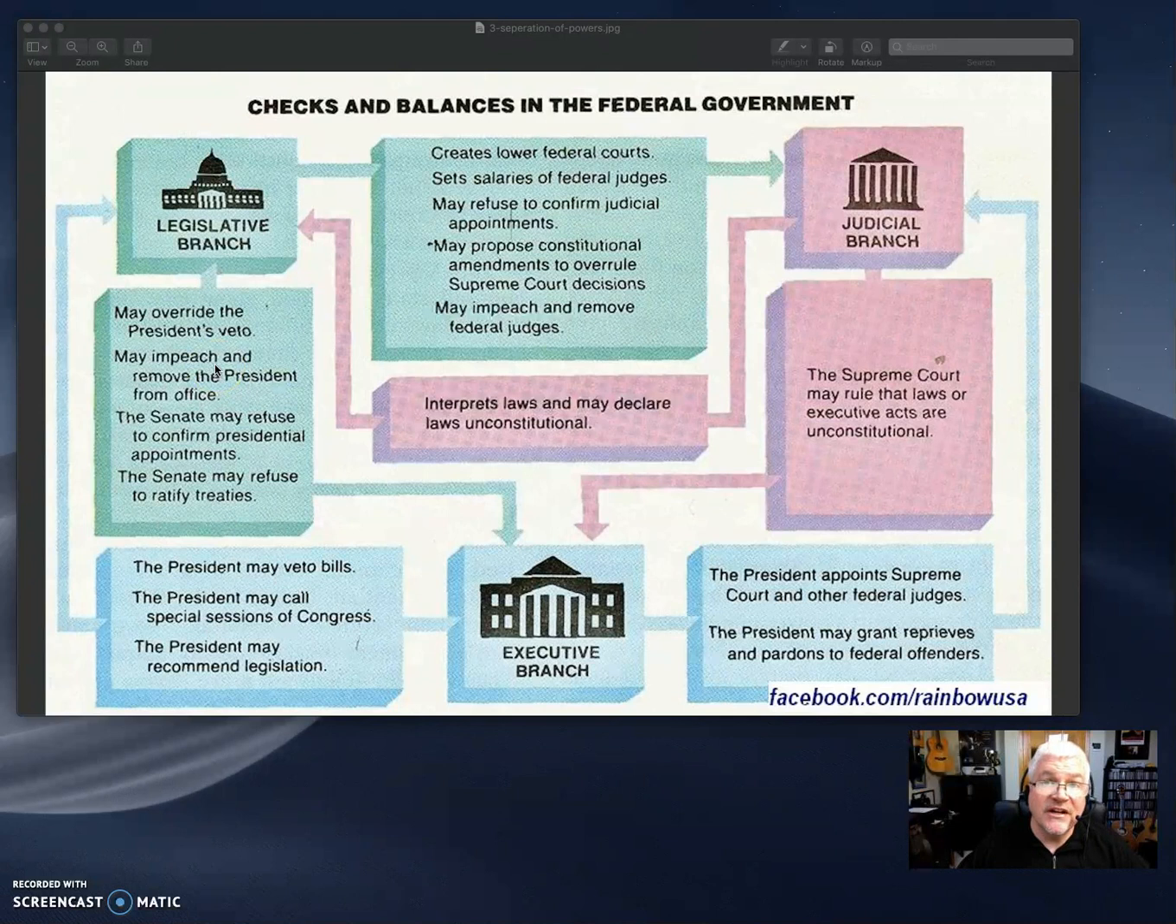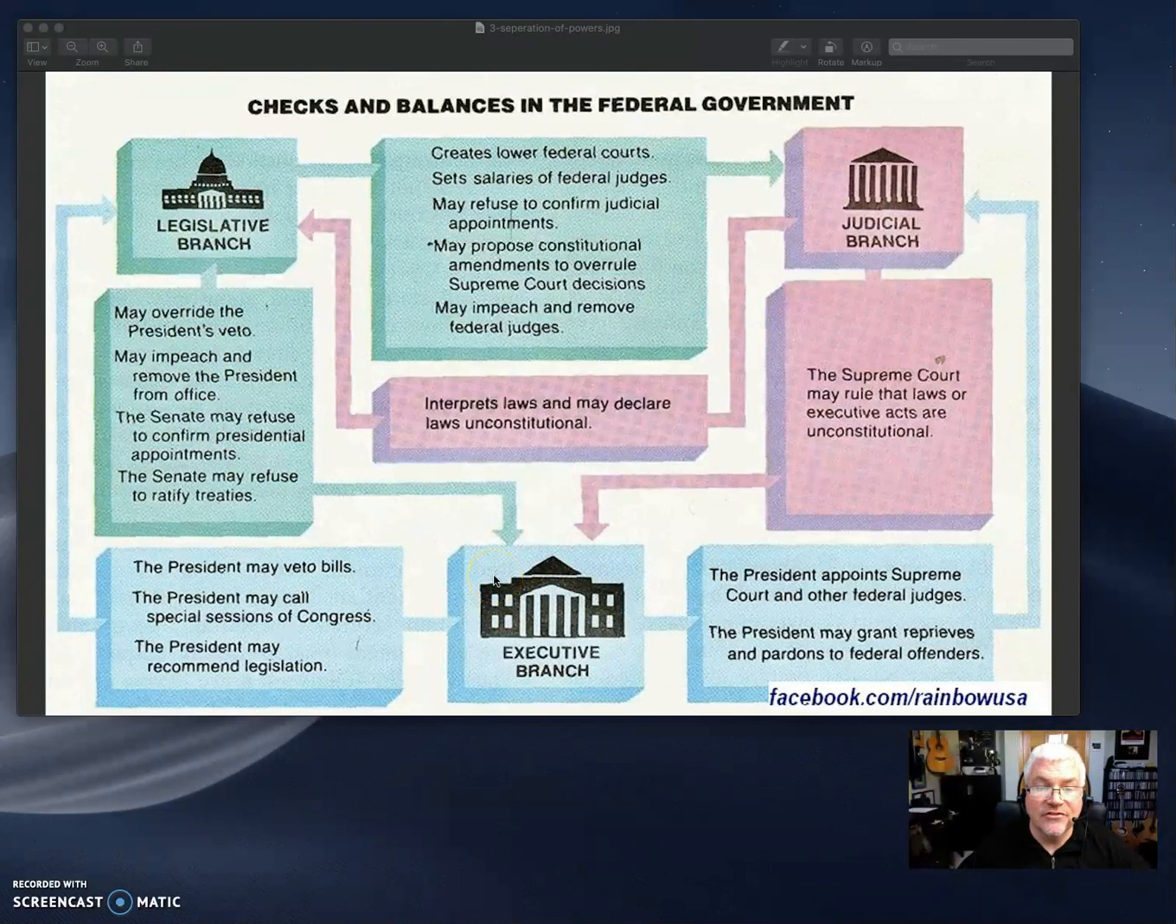The House of Representatives can file and pass articles of impeachment against the president. The Senate can refuse to confirm presidential appointments, whether those are ambassadors, members of his cabinet, like the Secretary of State, Secretary of Defense, or Supreme Court justices. And the Senate may refuse to ratify treaties that the executive branch has proposed. Okay? So those are the ways the legislative branch checks the executive branch.